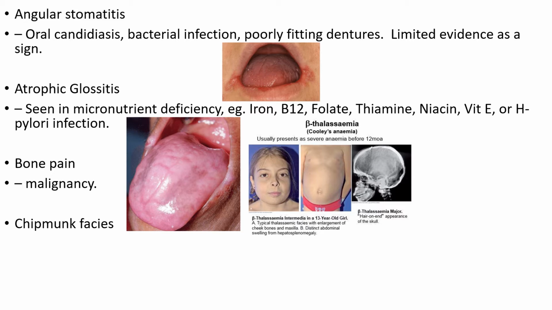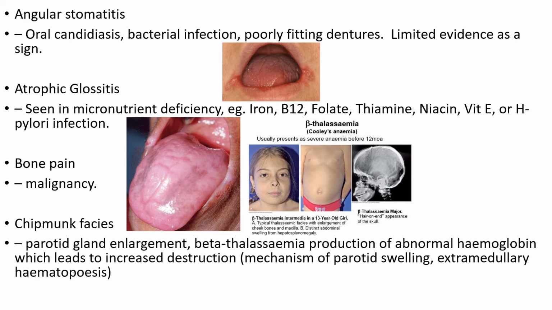So a lot of these abnormal cells will get caught up in the liver and the spleen, and you get your hepatosplenomegaly. If you take a skull x-ray of a patient, you'll see the hair-on-end appearance of the skull. So you'll get protocolon enlargement, beta thalassemia, production of abnormal hemoglobin, which leads to increased destruction, mechanism of parotid swelling, and extramedullary hematopoiesis.